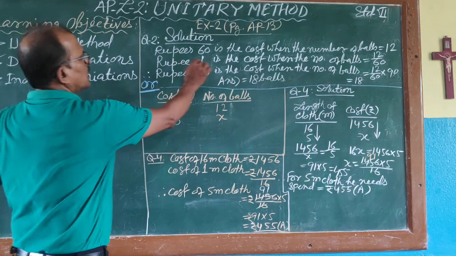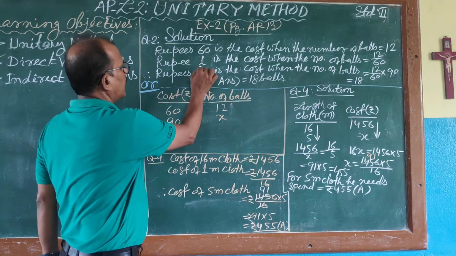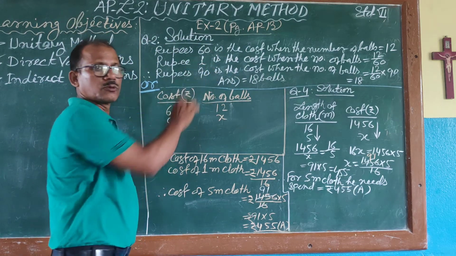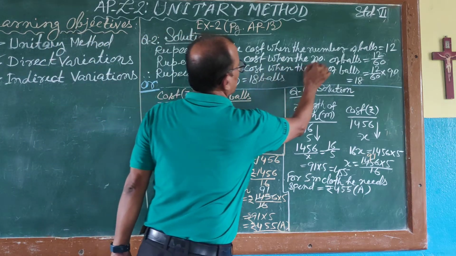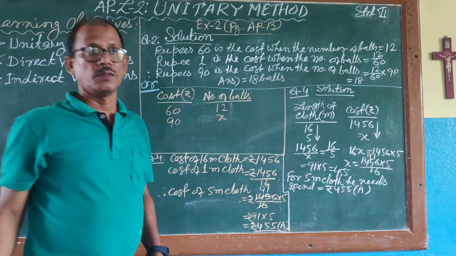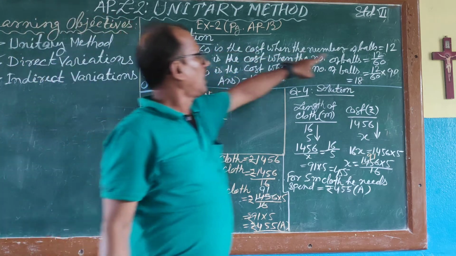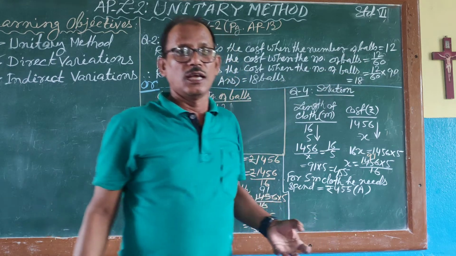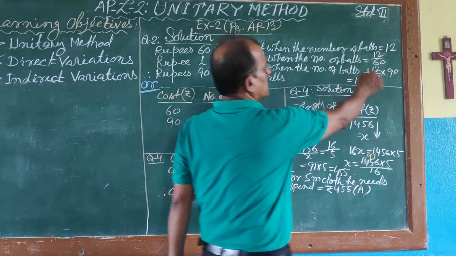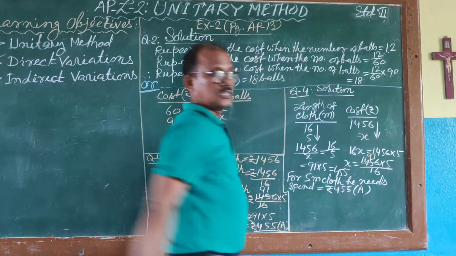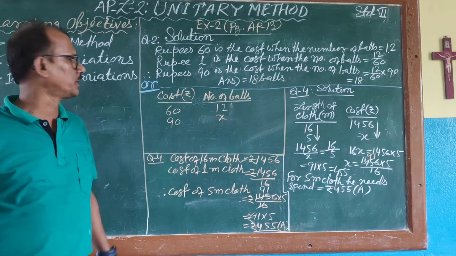Okay, rupees 60 is the cost when the number of rubber balls is equal to 12. Therefore, rupees 1. Now I am finding the cost of 1. That is why it is called the unitary method. Rupees 1 is the cost when the number of rubber balls is, definitely, less than for rupees 60. More cost is taken, and so if you give less cost, you will get less quantity also. Less means divided. 12 divided by 60. Less means it will go to the denominator.